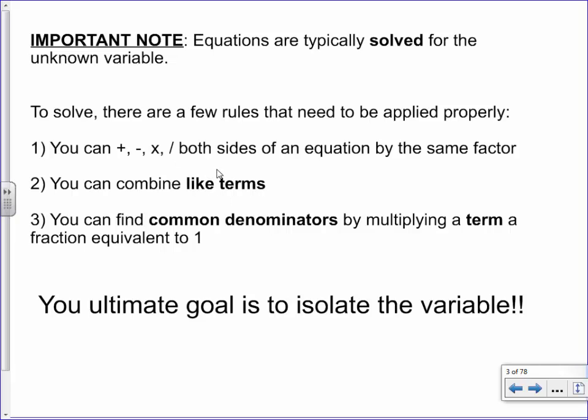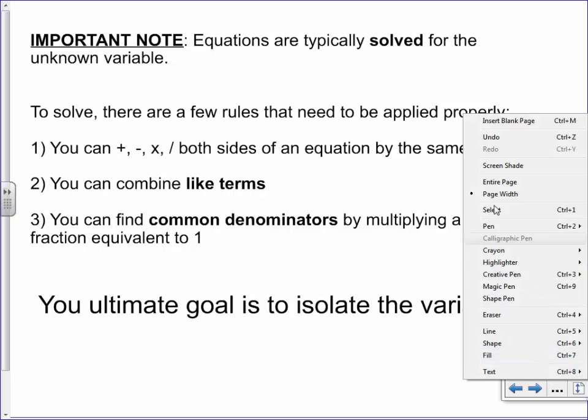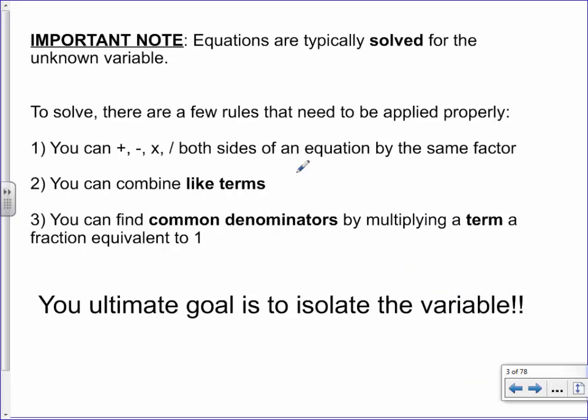Do you guys know what like terms are? It's with the same letter. Sure. If I gave you 2x plus 2y, can you put them together? No. But if it was 2x plus 3x, can you put them together? You'd have 5x. Makes sense. What if one of them was squared? No. You can also work with common denominators. I'll get to that when we need to.